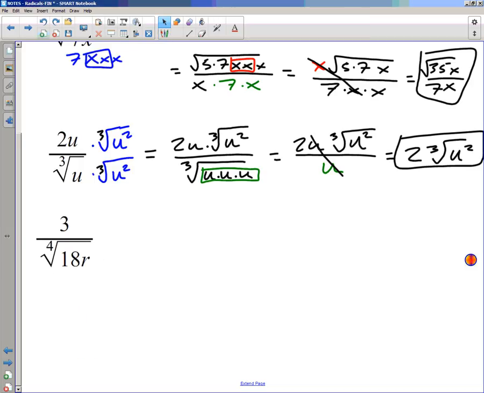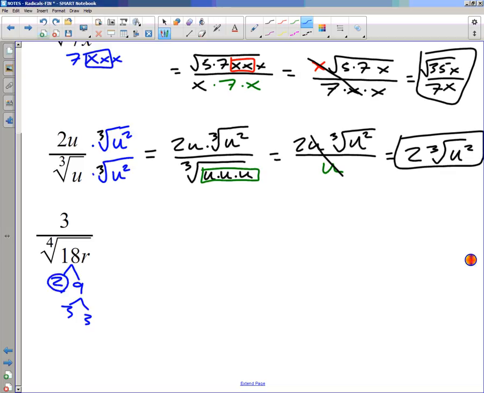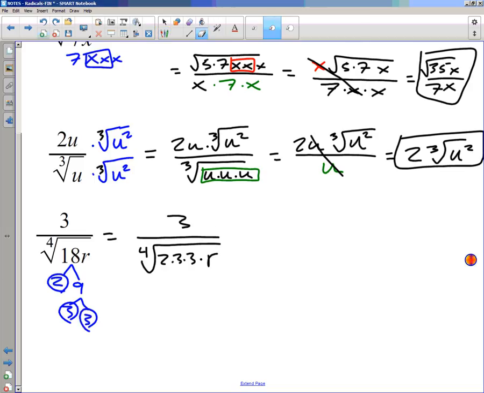Let's look at this last example here. Let's see if we can simplify this at all. We've got an 18r on the bottom here. I'm going to split up that 18. That's 2 times 9, which is 3 times 3. Let's go ahead and write this one out and see what we've got. Still got this 3 on top. On the bottom, we've got a 4th root of 2 times 3 times 3 times r.